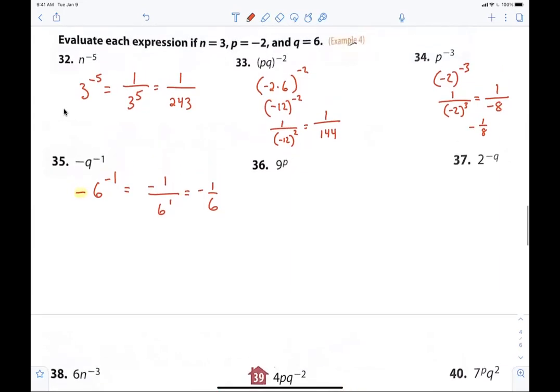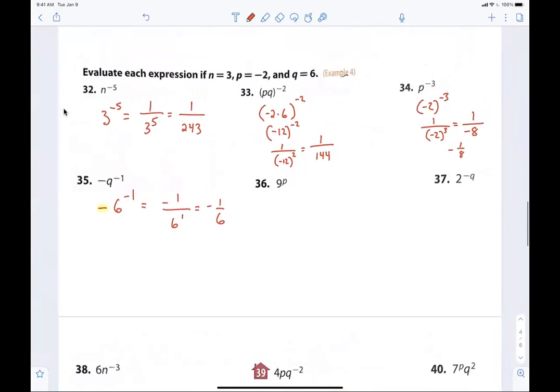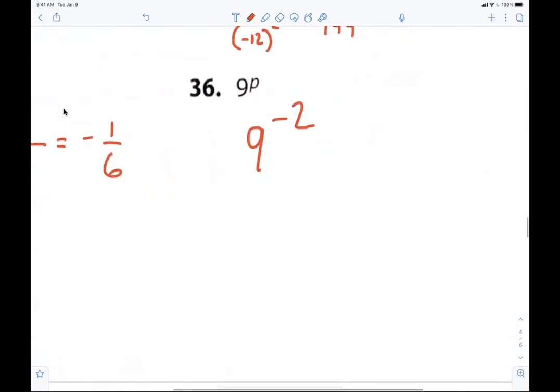All right. Now, Aiden, 36. It's 9 to the negative 2nd. So what is that the same as? 1 over 9 to the 2nd power. That is correct. And of course, what's 9 squared? 81. Thank you. All right, that's what we're looking at.